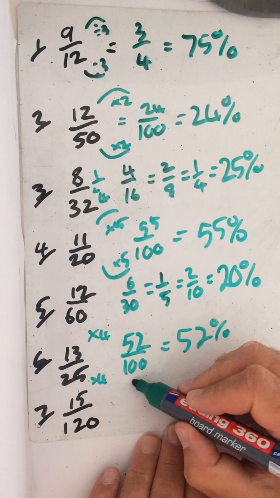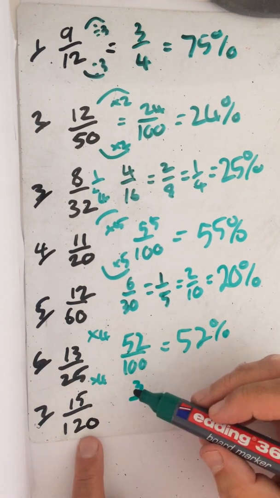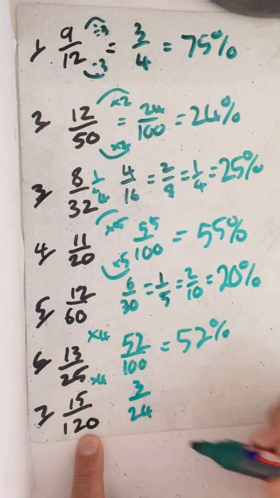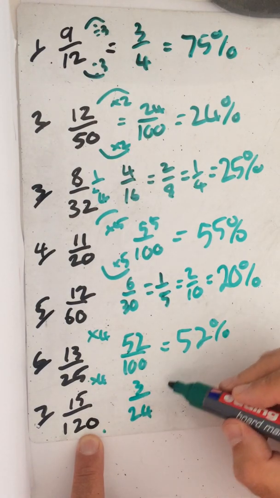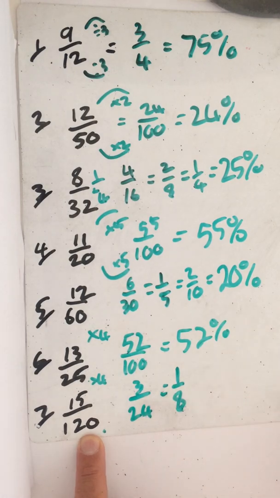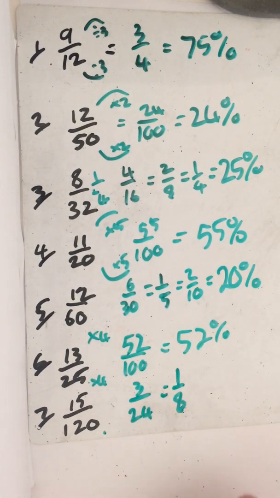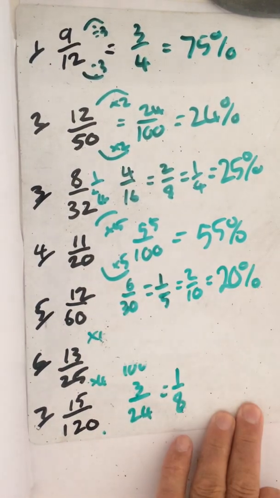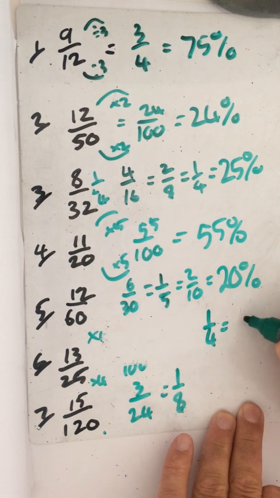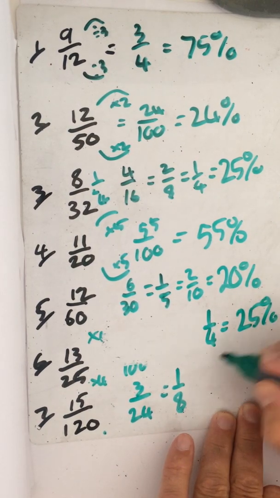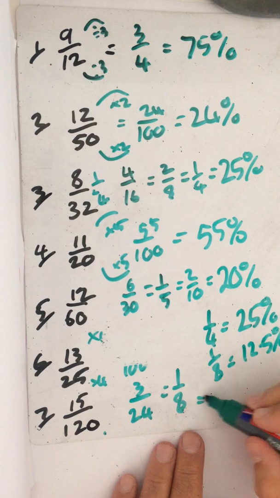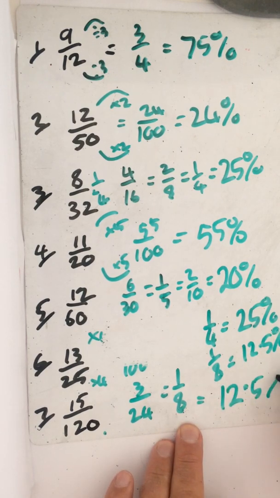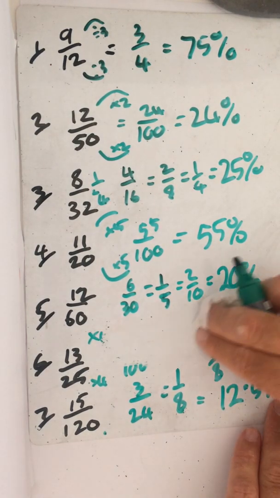5 goes into both, so that goes into the 15 three times, and into the 120 24 times. If I'm dividing both by 3, then 3 goes into both, so I get 1/8. We know 1/4 equals 25%, so 1/8 is half of 25%, which is 12.5%. So it's a tricky one there. Well done if you've got that last one, 12.5%, because that is a tricky question.